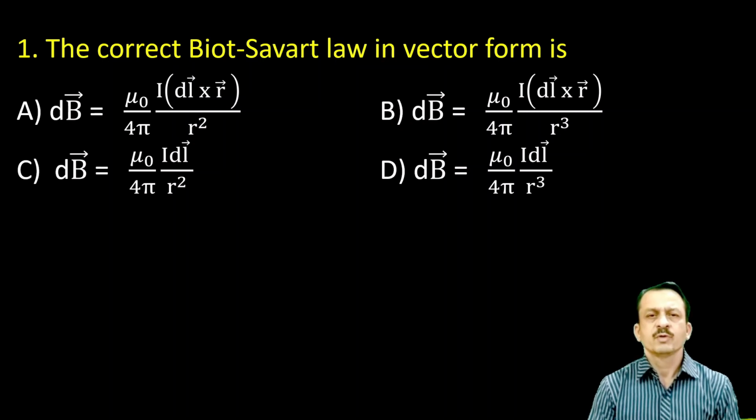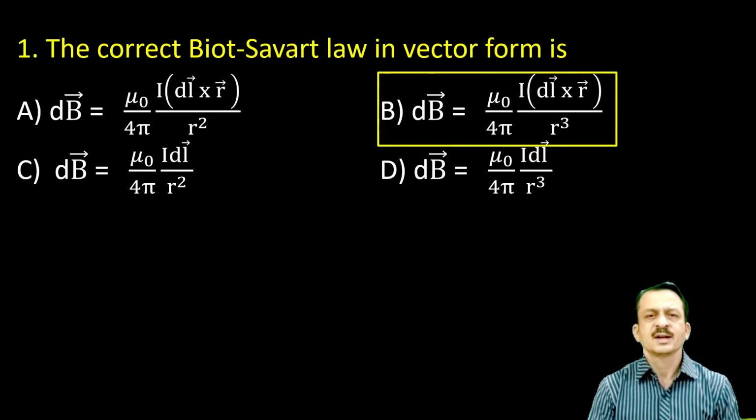The vector form of Biot-Savart law, we know that vector dB is equal to mu naught divided by 4 pi into I into dl cross R. Since it is a cross product, dl cross R is in the numerator. Therefore, the denominator should be R cube. Hence, B is the right answer.